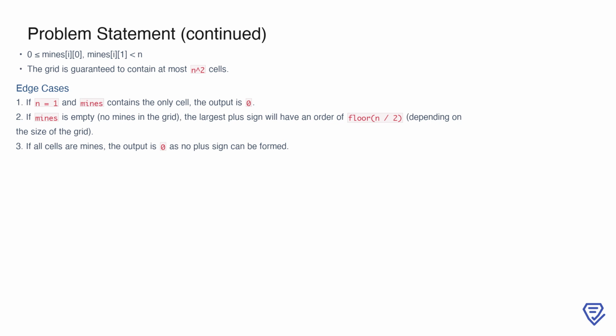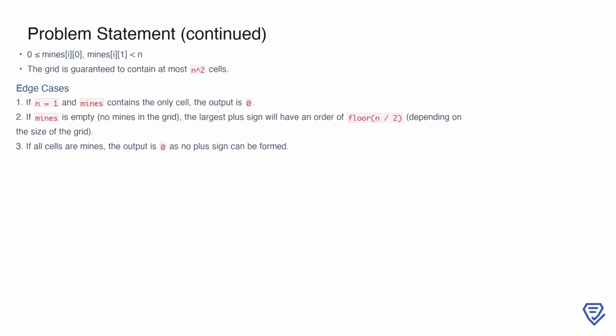Some important edge cases to keep in mind include scenarios where the grid has only one cell and it's a mine, where the output will be 0. If there are no mines at all, the largest plus sign will be determined by the size of the grid, specifically the maximum order that can fit within the grid's dimensions. Finally, if all cells are mines, the output will also be 0 because no plus sign can exist under those conditions.